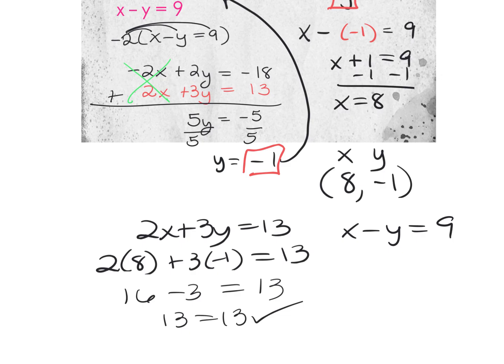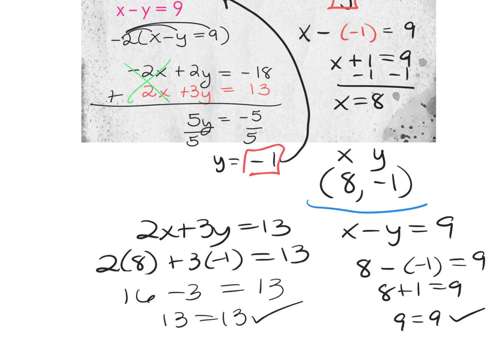It works for the first equation. Now let me test the other one. 8 minus negative 1, which turns into 8 plus 1, and 8 plus 1 is 9. This one checks as well. So the answer that I got, the ordered pair (8, -1), is the correct solution.